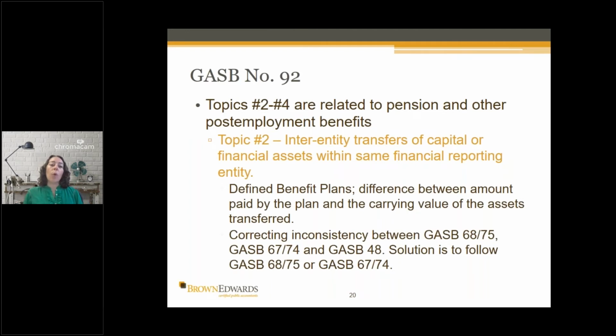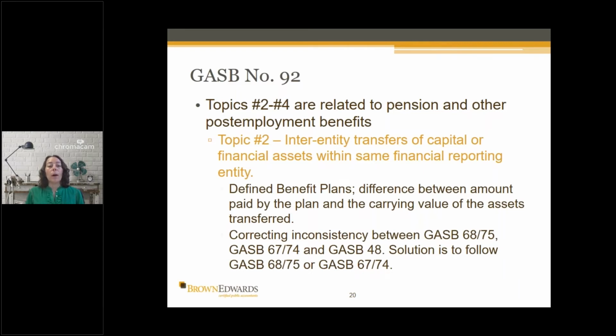Topics 2 through 4 are related to pension and other post-employment benefits. So sort of high level, what GASB 92 is going to do for topics 2 through 4 is it says, hey, in the last several years, we've implemented 68 and 75, 67, 74 if you're dealing with trusts with independent financial reports. And we now have also GASB 84. So what they did is they said, let's bring these together. Let's polish up the references to specific paragraphs and situations.